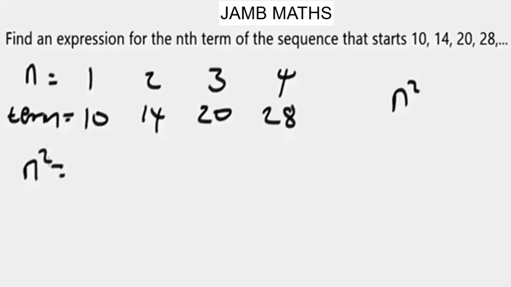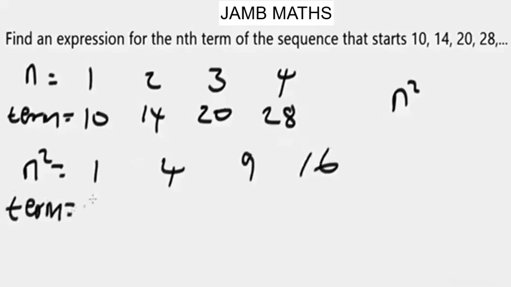So when n is 1, n square gives us 1 square, which is 1. When n is 2, n square is 2 square, which gives us 4. When n is 3, 3 square gives us 9. When n is 4, 4 square gives us 16. The terms themselves are 10, 14, 20, and 28.